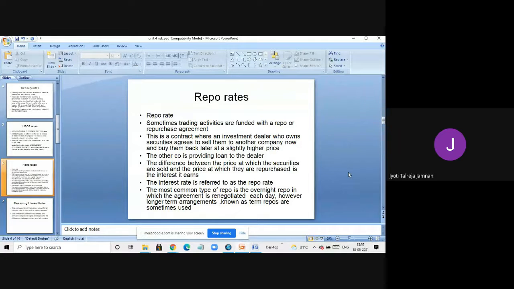And what is the gain that Pranali is getting by doing this? Anybody? 100. Yes, correct. Because I gave the bonds to her for 1000 and I repurchased for 1100. That 100 rupees extra is nothing but the repo rate, or the interest that Pranali earns.